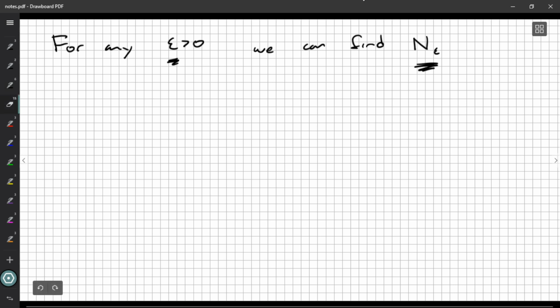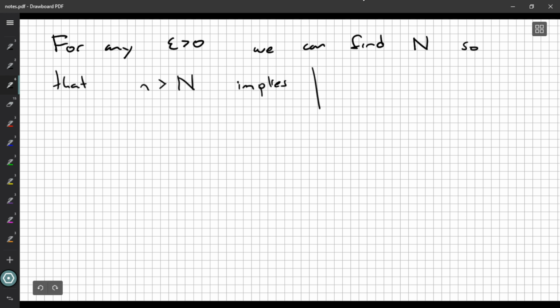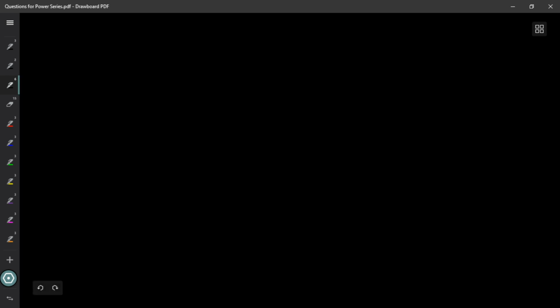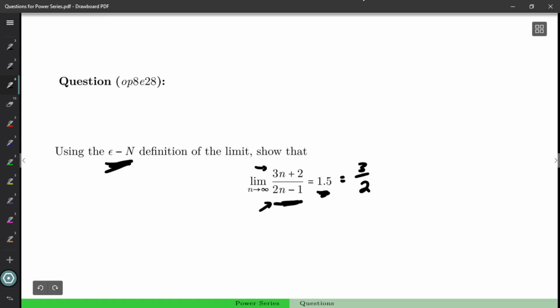Okay, so what do we need to do? Well, we need to show that for any choice of epsilon, we can find a capital N, sometimes called capital N epsilon, to remind people that the choice of N often depends on which epsilon you've got. Stricter, smaller epsilons will require larger capital N's. But we'll just leave it as is. So we can find a capital N so that n being greater than this capital N implies that our sequence, as a function of n, is close enough.